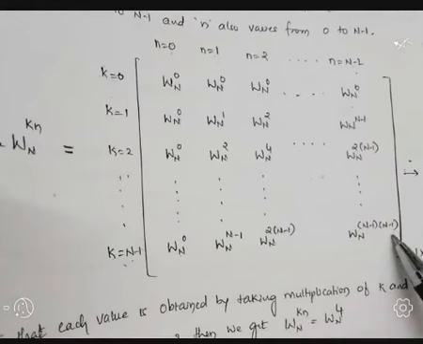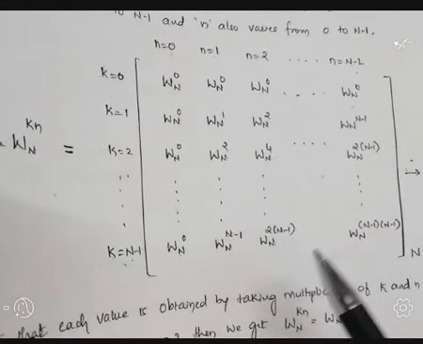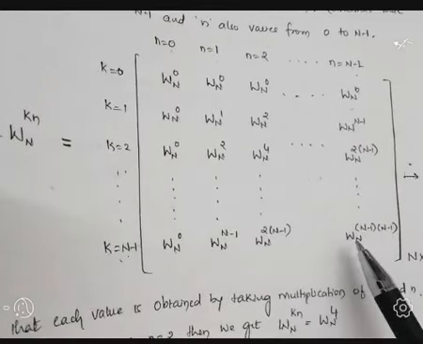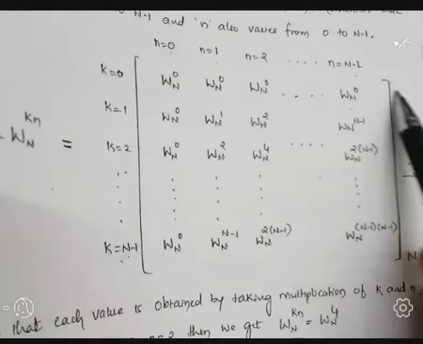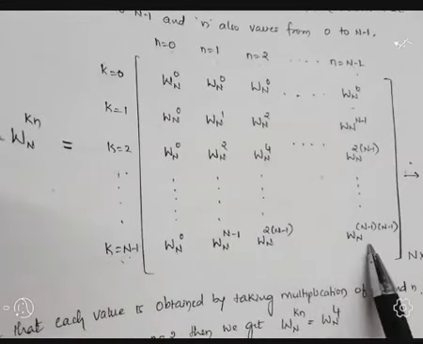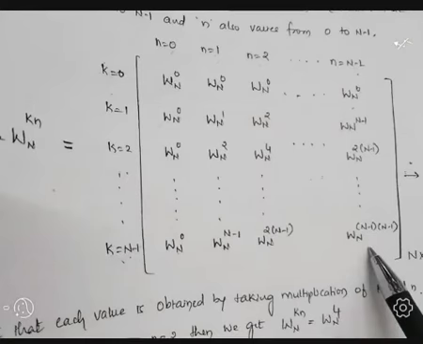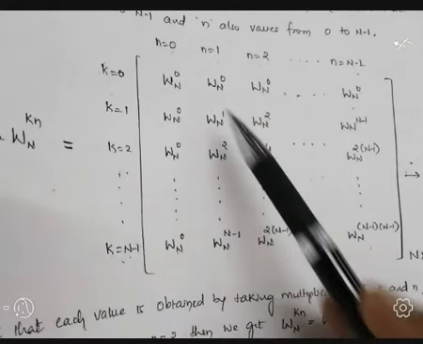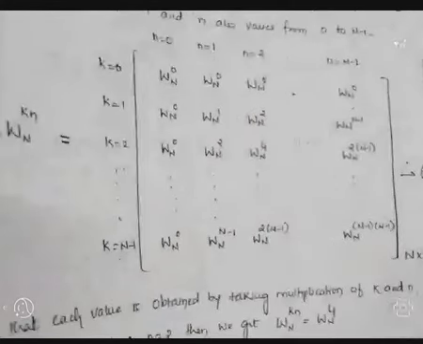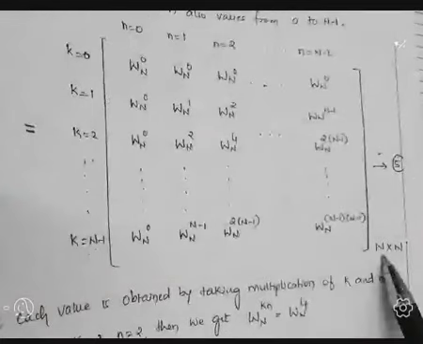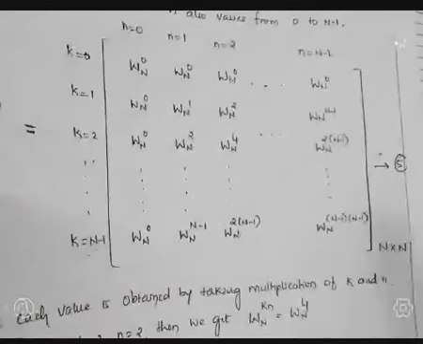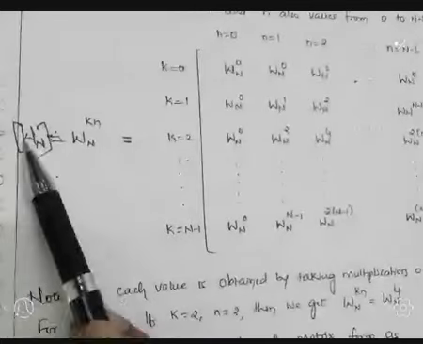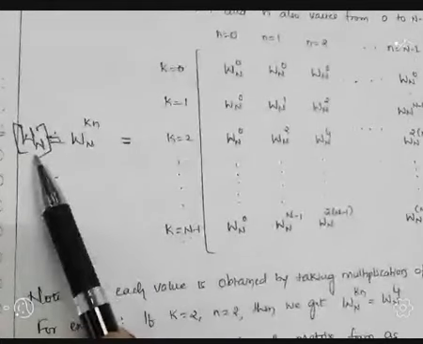Likewise, we write a matrix for the twiddle factor. How many rows are there? 1 row, 2, 3, 4, so on up to n minus 1. 0 to n minus 1 means n rows. And how many columns? n columns. Hence the matrix of the twiddle factor is an n cross n matrix. The notation used for representing it is the square bracket W_N. It is a representation of the twiddle factor in terms of a matrix.